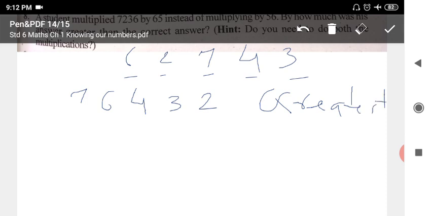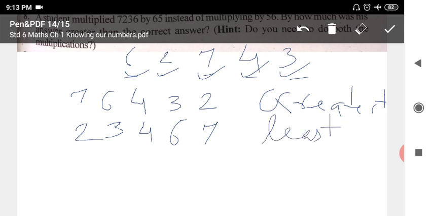Now the least number we have to form. For the least, in which order do we have to arrange? Yes, ascending order. So first we take 2, then comes 3, then 4, then 6, and the last 7. Or you can also easily remember it as the opposite of the descending order. Okay, this is the least, or we can say the smallest. Now we want the difference between them. So how will we get the difference?